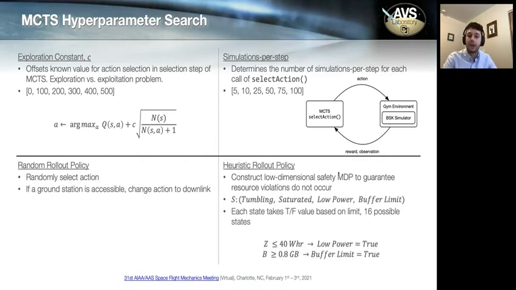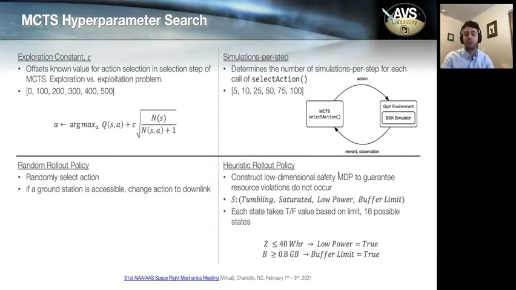So we look at a random rollout policy, where a random action is selected unless a ground station is accessible, and a heuristic rollout policy, which operates on a low dimensional safety MDP to guarantee that we're not wasting time finding where the resource constraint violations are.